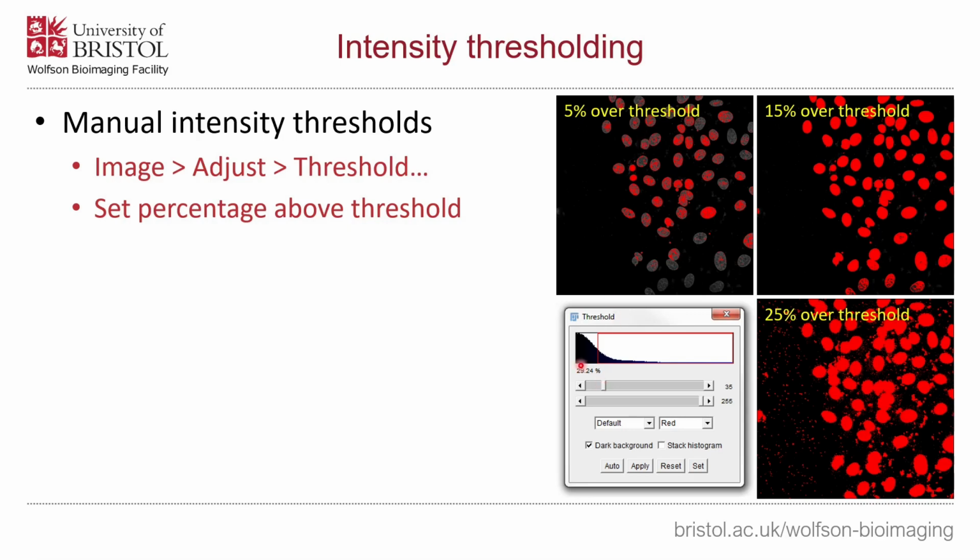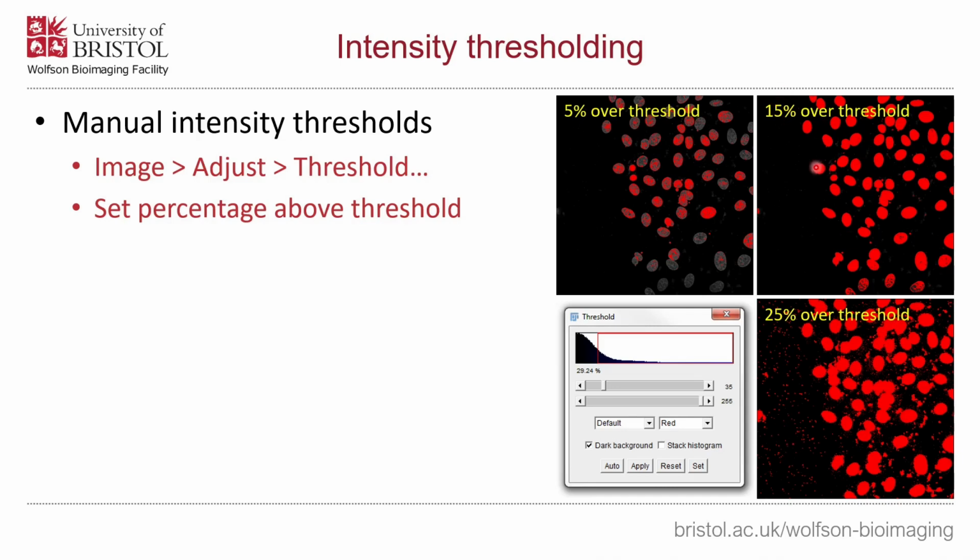It shows the percentage here, so when we're 5% over the threshold, you can see that we're missing a lot of the pixels corresponding to that nucleus. 15% over, in this case, looks about right, and 25 is too high. We're getting a lot of the background haze around the nuclei being detected, as well as a lot of this background noise. So we would go for something around 15% over.